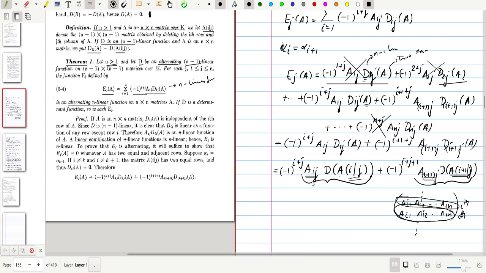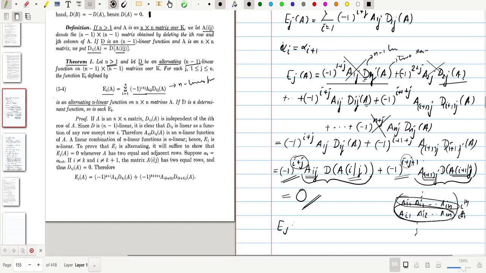Okay, now these two quantities are the same, but this quantity, (-1) raised to i+j, is the negative of this one. If this is the power k, then this is the power k+1. Now you can say that these two quantities are the same with opposite signs, so that will give the value 0. Now we can say that whenever A has two equal adjacent rows, then Ej of A equals 0. Consequently, by the lemma, Ej of A is alternating.